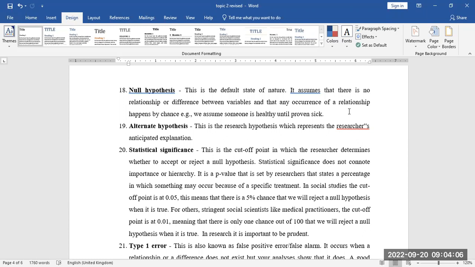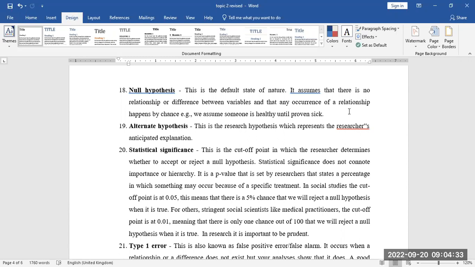Even when you feel that you have a headache, we will assume that you are healthy until we take you to the hospital and the doctor says that you are suffering from, maybe, for example, malaria or something of the sort. Then that way we can say now you are suffering. But the null hypothesis is that we assume that someone is healthy until he or she is proven to be sick. Now that is a null hypothesis.